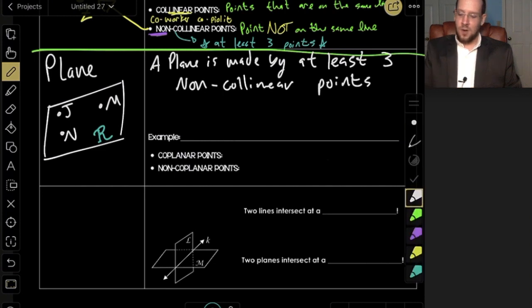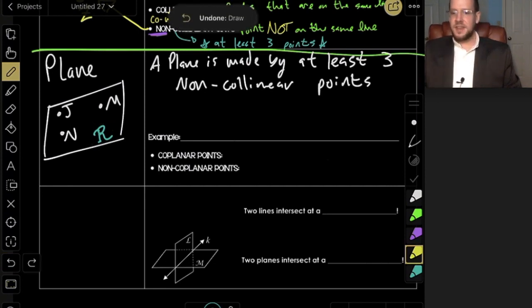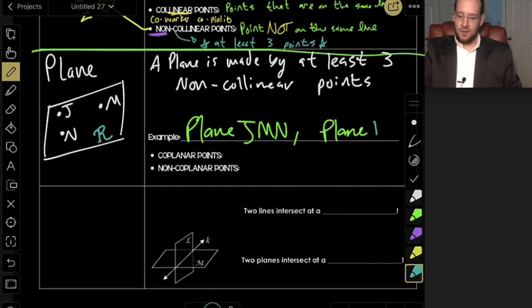And there is always in our figures that we'll see a fancy, bold letter in the corner of the plane. So this is the name of the plane. We can name the plane a couple different ways. You can call it the plane and then use any 3 non-collinear points, J, M, N, or you can call it the plane and then its fancy letter. So this would be plane R. And I'm referring to that R.